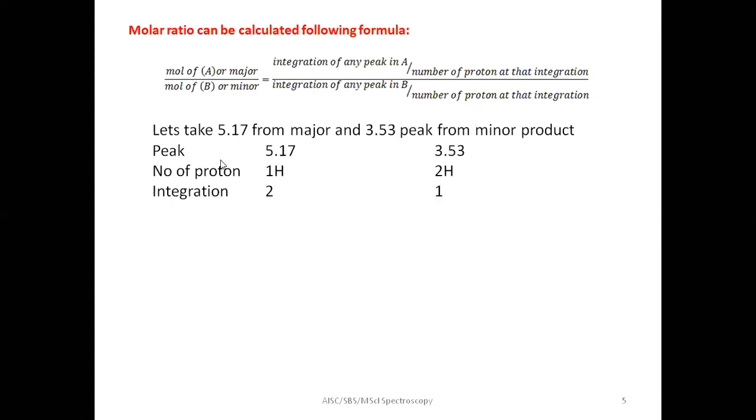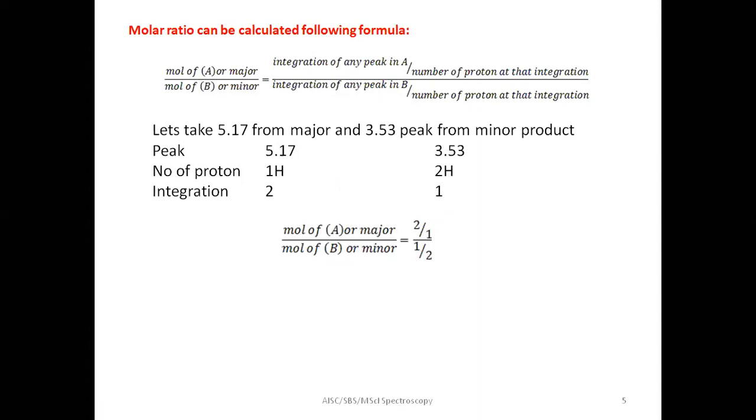let's take the proton at 5.17 from the major product and the 3.53 peak from the minor product. So the peak at 5.17 has 1 hydrogen, and the intensity or integration is 2. This is A. For 3.53, sorry, the number of protons for this is 2, as we saw in the last slide, and the integration given in the question is 1. So use this in the above formula, then you will get the molar ratio.